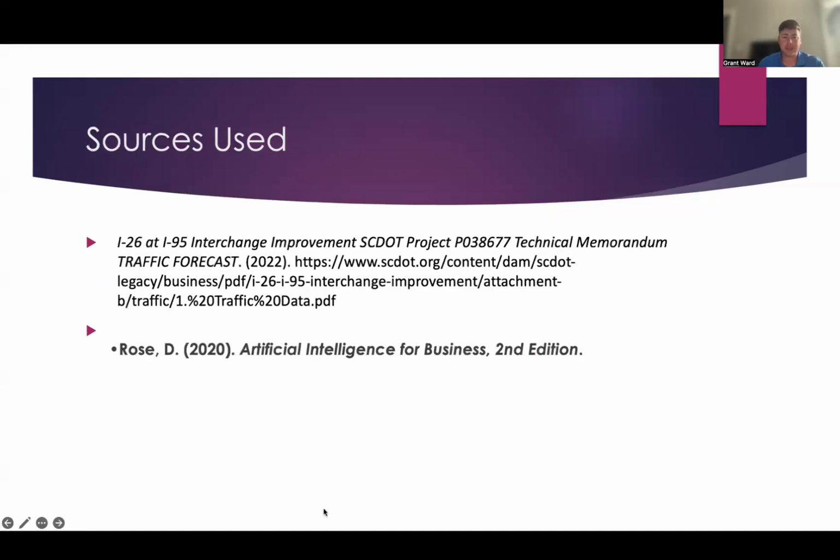And sources to use are the I-26 at I-95 interchange SCDOT project traffic forecast, and then the Artificial Intelligence for Business book that is our textbook. And that is all I have.